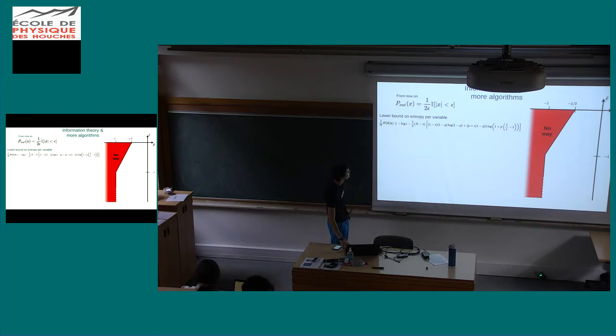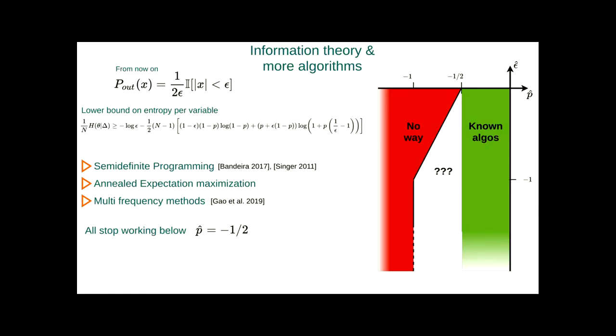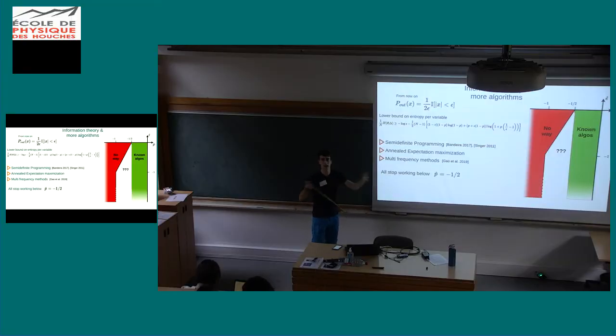Then you can see what other things people have come up with in the literature. These are, for example, semi-definite programming methods, where you basically relax the problem to a convex one, and at the end you try to see if the solution makes sense. You can do an annealed version of expectation maximization. I don't want to get into what these algorithms are about. Or the state of the art, for example, this multi-frequency method. They're very complicated. But the point is that all these methods stop working right at p hat equals minus 1/2. And we don't know what's in between.